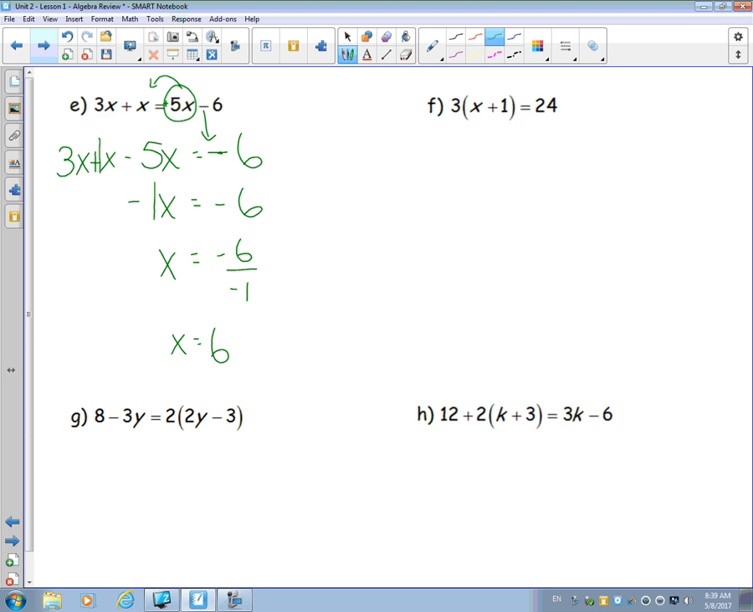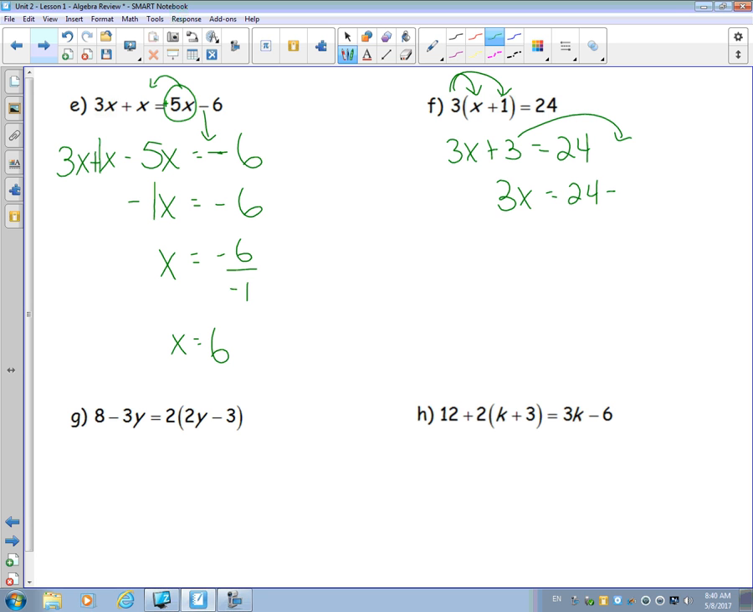Okay, now we've got to the slightly more complicated versions, things involving brackets. We don't like brackets, so let's get rid of them. We can distribute them, expand them. Once we've done that, it turns into a previous type of question. Put the numbers on one side and the letters on the other.